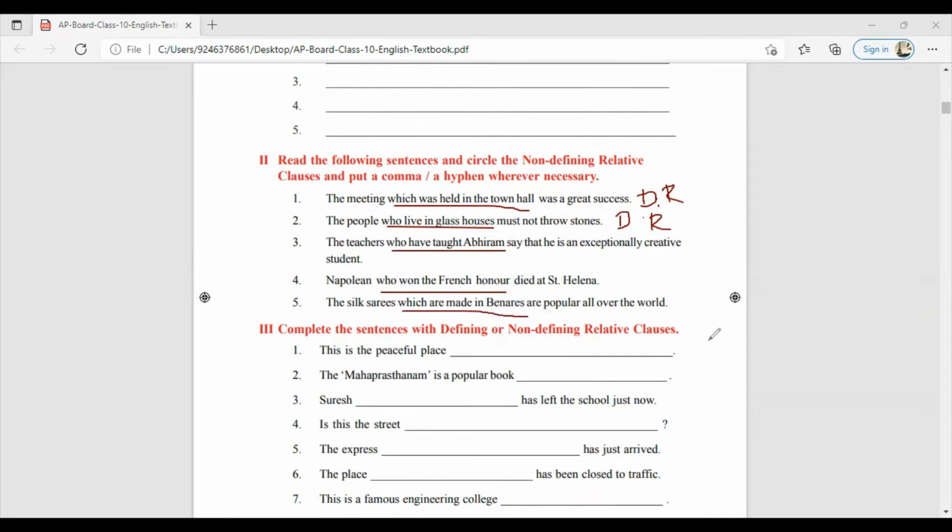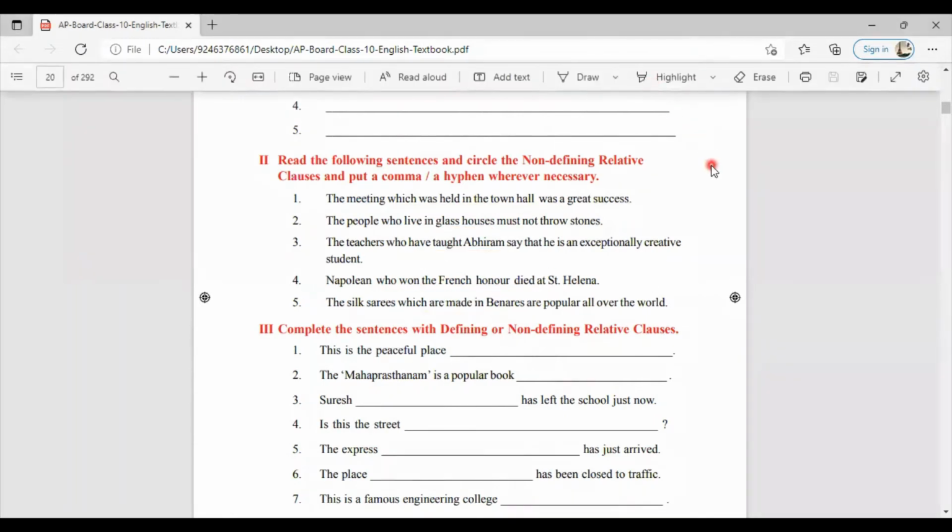So now, in the question, we have underlined and identified the relative clauses. Now let us see where to put a comma or the hyphen. The first one, we don't need to put anywhere. Correct? Then the second one, they're also not needed. Third also not needed. Fourth one, "Napoleon, comma, who won the French honor" is a non-defining relative clause, no? So it is giving extra information. Then here also no need to put any comma.